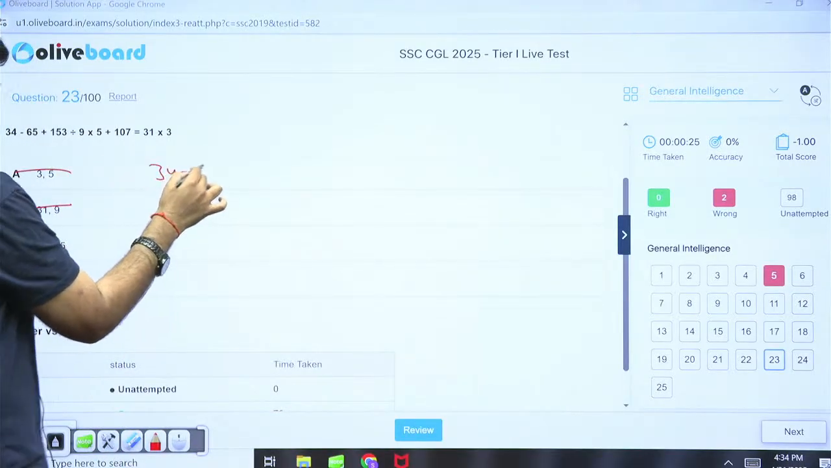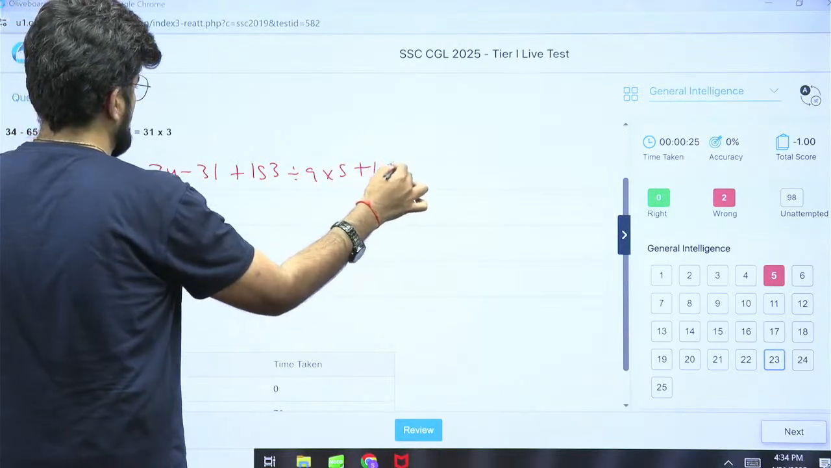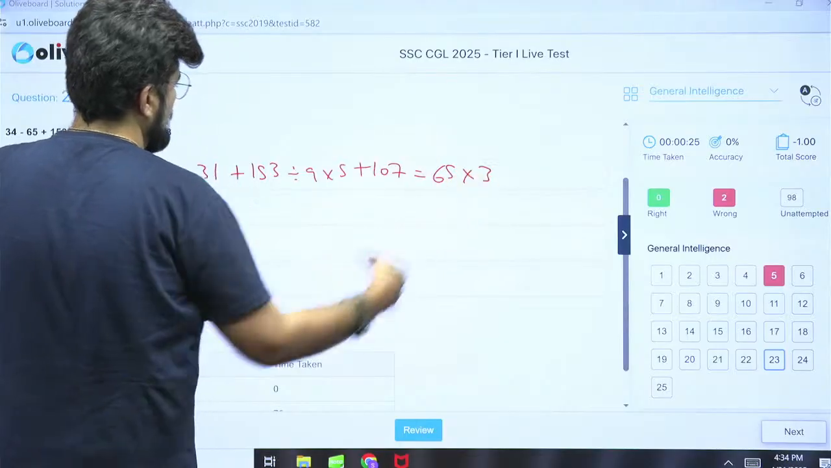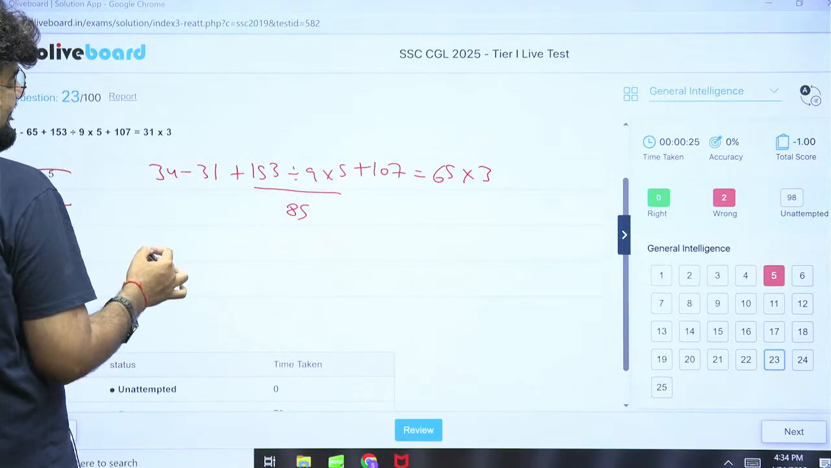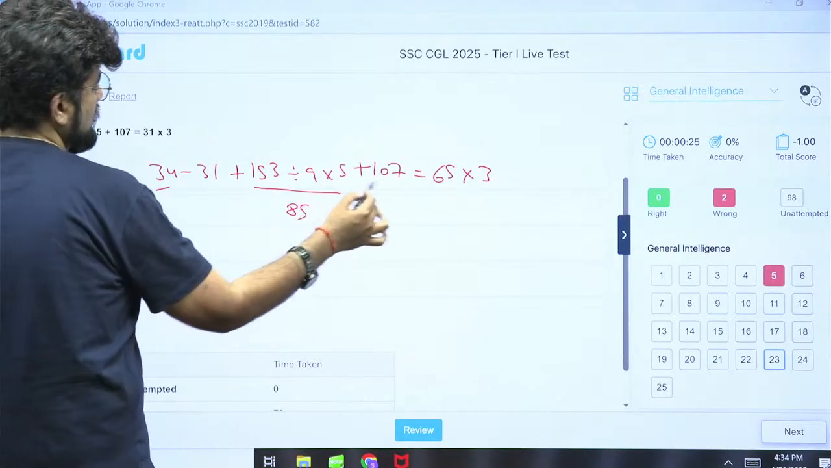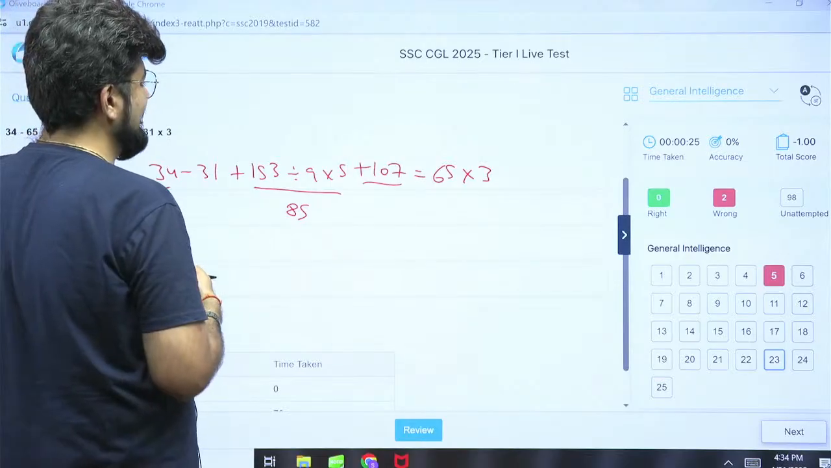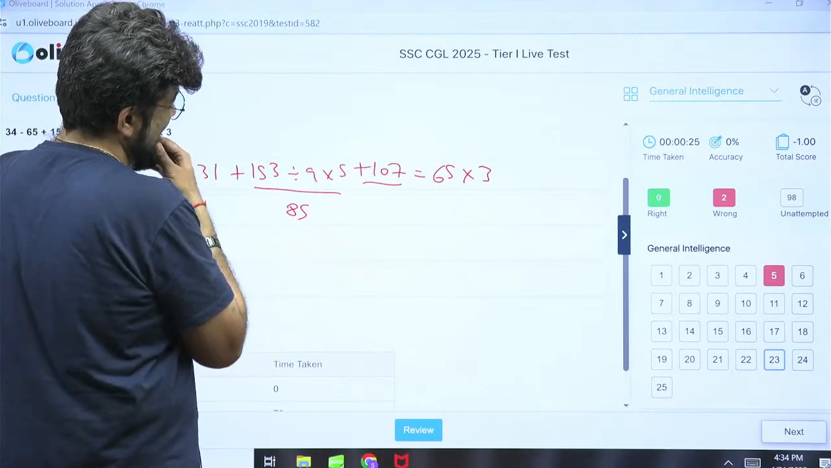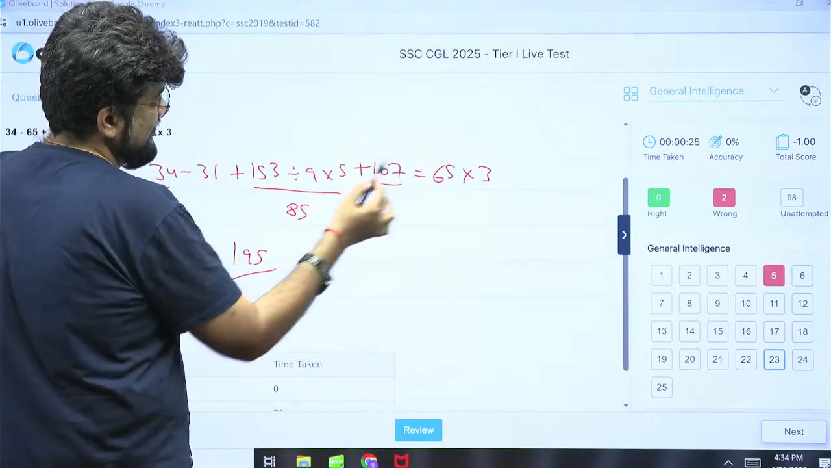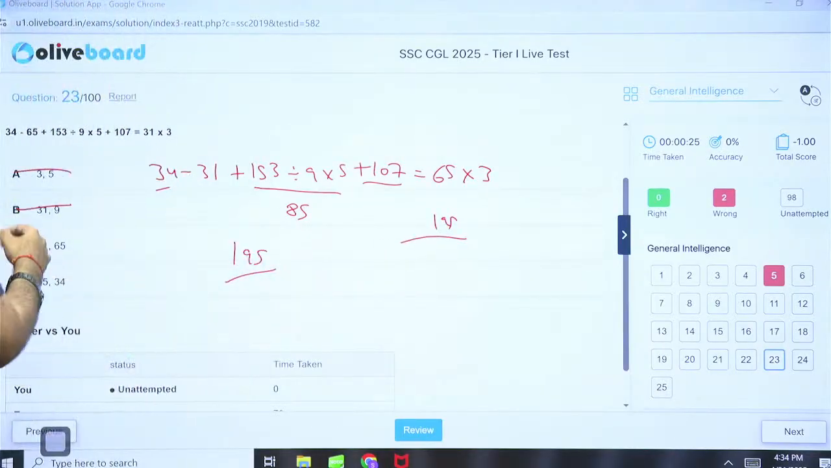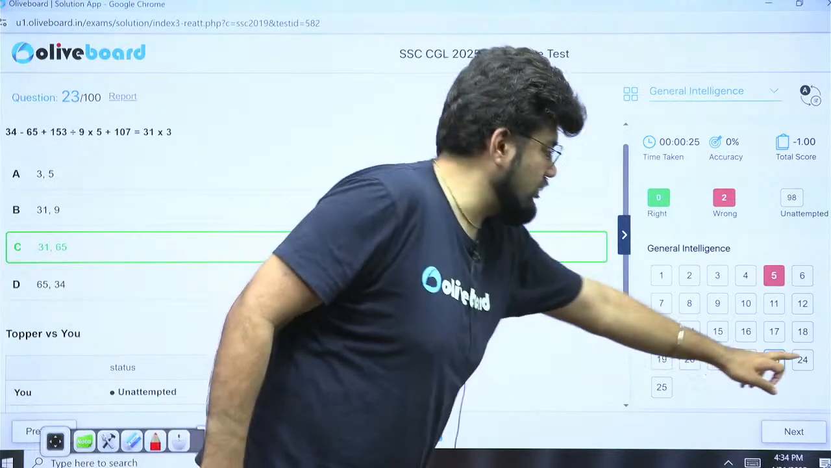So 34 minus 31 plus 153 divided by 9 into 5 plus 107 is equal to 65 into 3. So this was 17 into 5, this is 85. Plus 34 plus 107. Let's take a risk here. 3 will not make a big difference. So 188, 195. And this is 195. Yes, correct. Option C is the right one. Quick calculation is going to help you here. Question number 24.